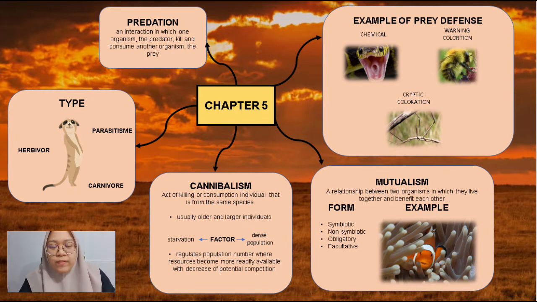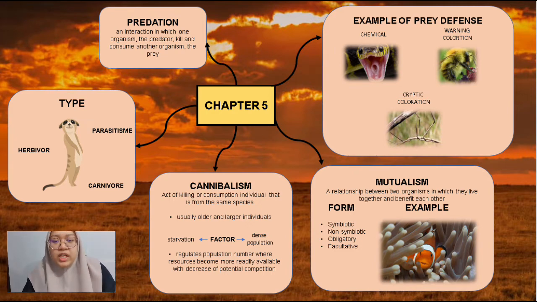Everyone, let's continue with the cannibalism. What is cannibalism? Cannibalism is an act of killing or consumption of individuals from the same species, usually the older and larger individuals. There are many factors that can cause cannibalism, such as starvation and also dense population. So why does cannibalism happen? It is to regulate population number, where resources become more readily available with decrease of potential competition.